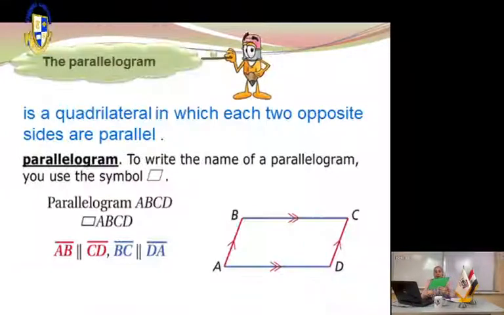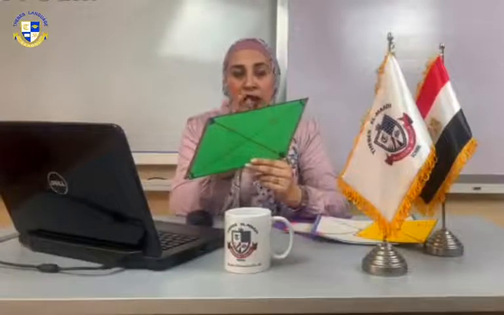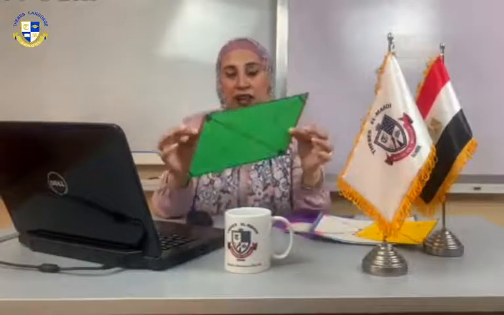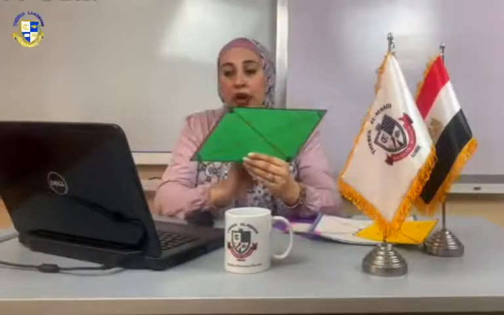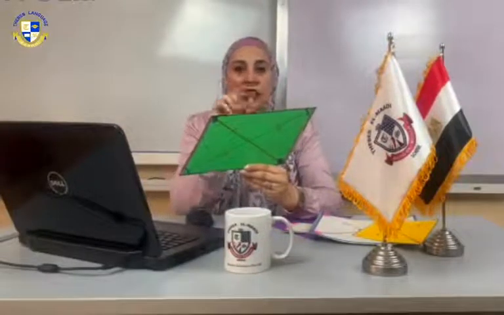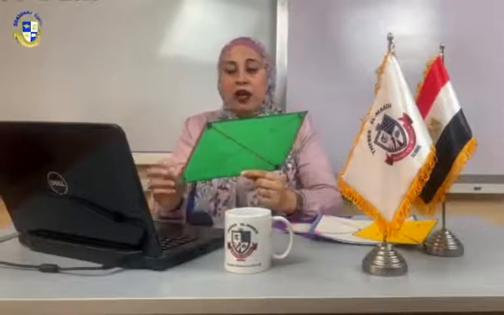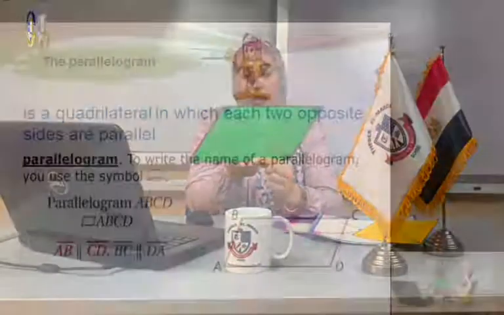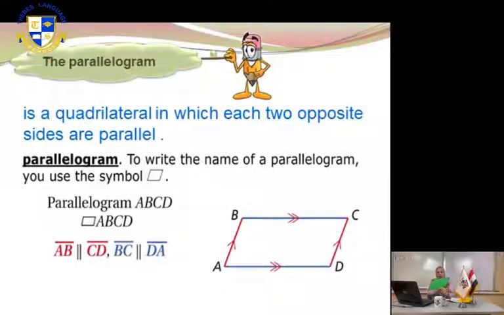The parallelogram is a quadrilateral in which each 2 opposite sides are parallel and equal in length. To write the name of a parallelogram, you use the symbol of a parallelogram. It looks like the drawing of the parallelogram. Parallelogram ABCD: AB is parallel to CD, BC is parallel to DA.